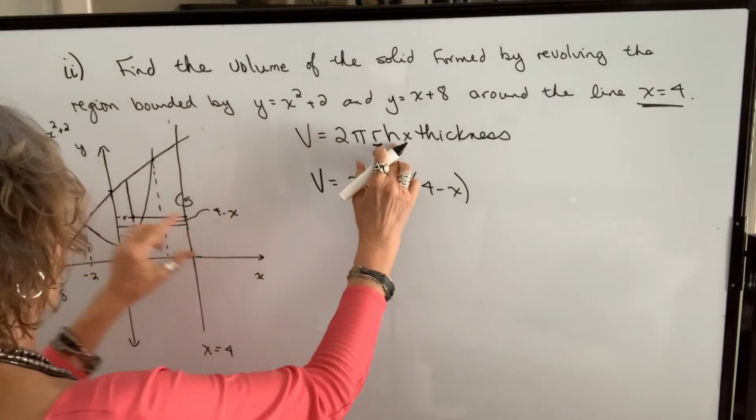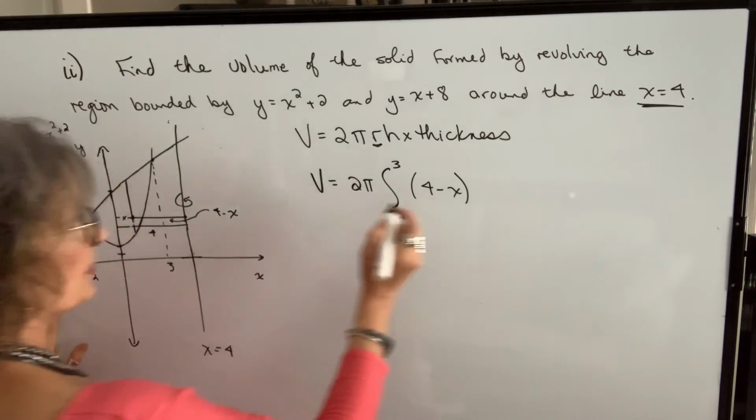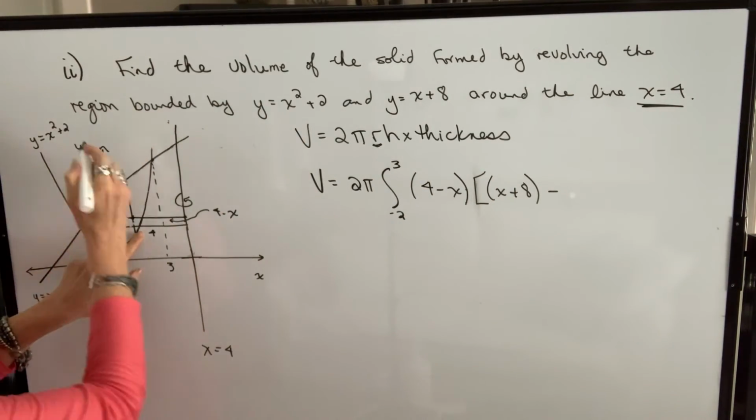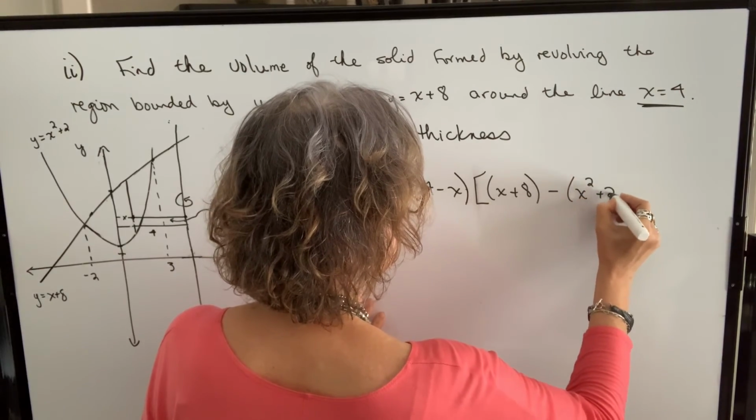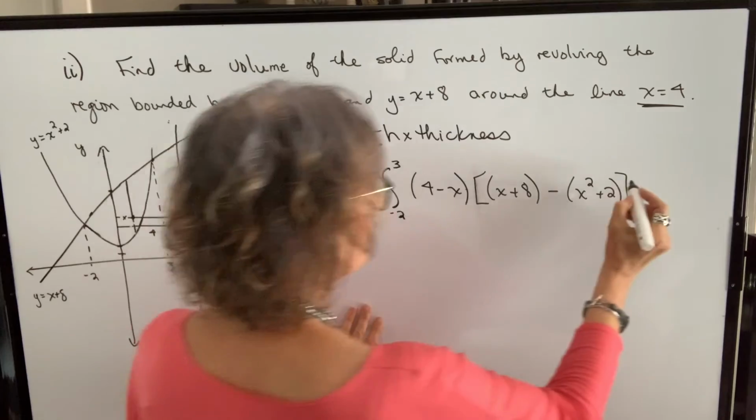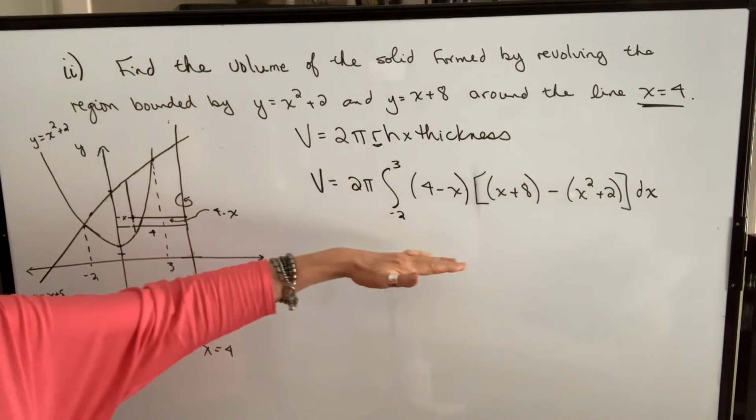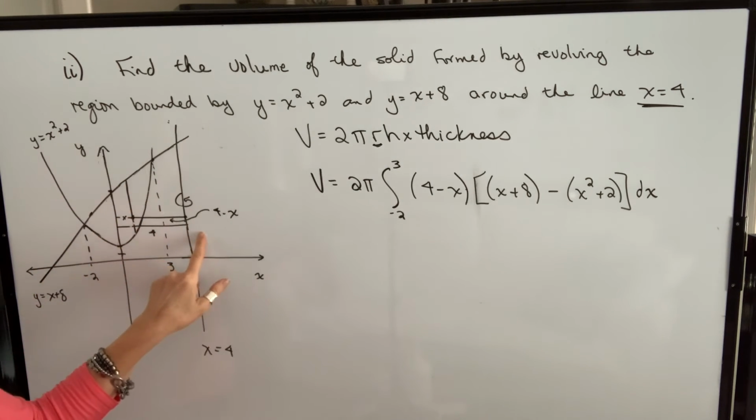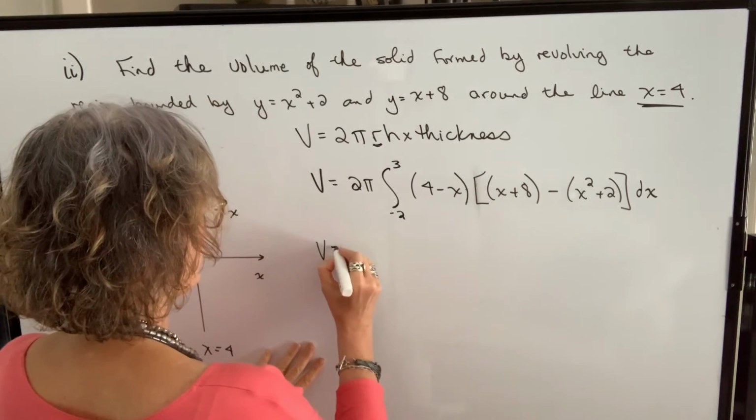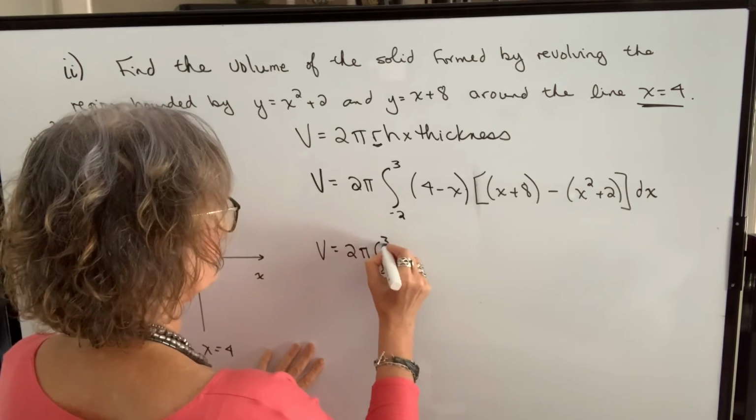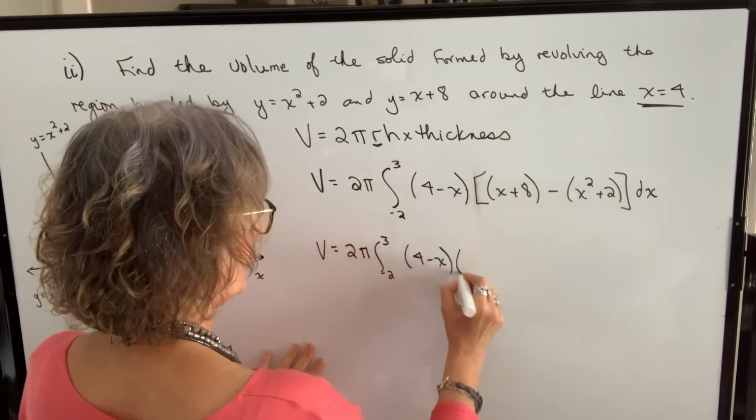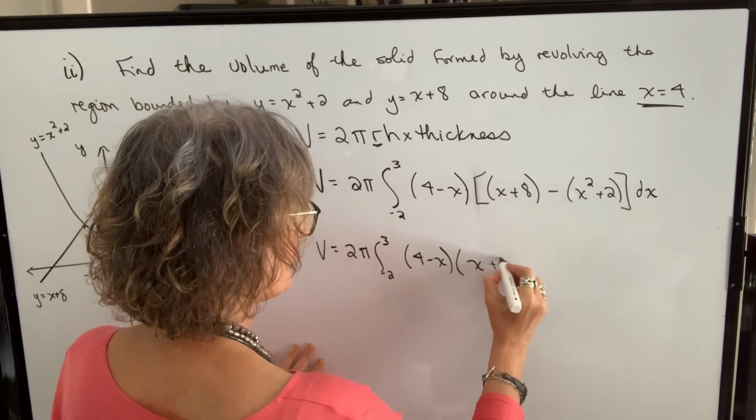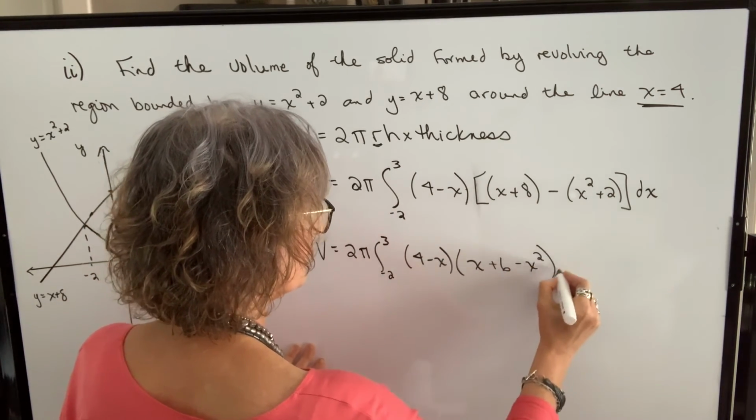Now I express the height of this rectangle. So it will be the top curve, which is x plus 8, minus the bottom curve, which is x squared plus 2. Times the thickness, which is dx. That's how we would find the volume of the solid formed by taking this area and rotating it around this line. Let's simplify first. When I simplify in here, I'm going to have x, and I'm going to have 8 minus 2, so that will be plus 6, minus x squared dx.